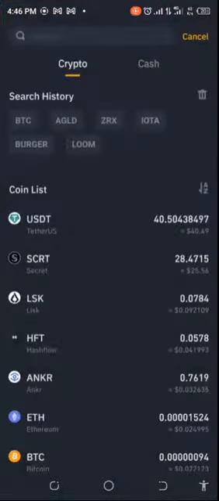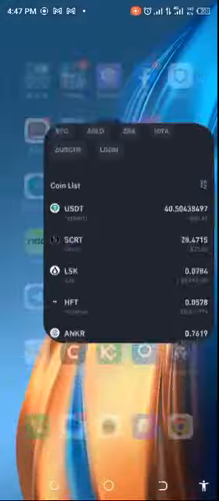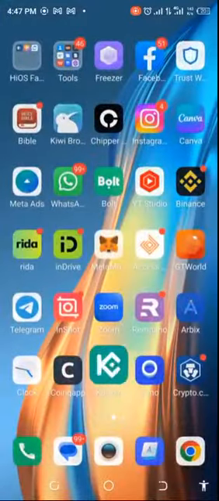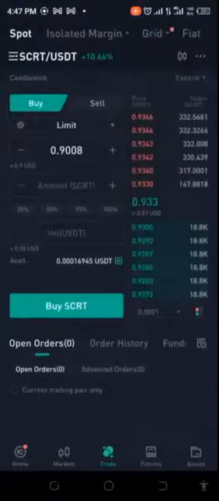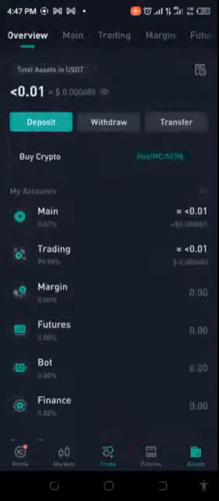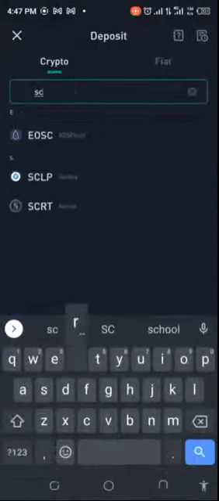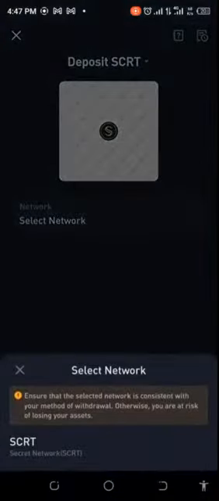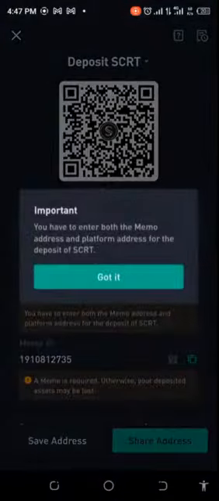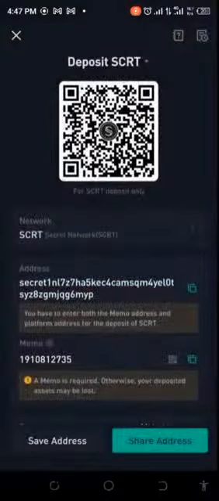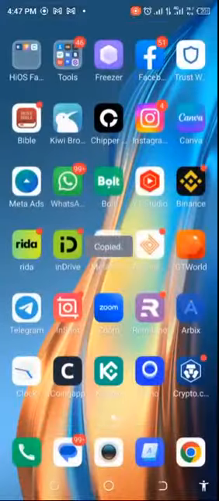Okay, so we need to withdraw it and go and check on our deposit address in KuCoin. Okay, wow, it's really racing fast. So let's go and get our deposit address. Okay, and that will be SCRT, and then we pick it. It's the secret network, so we go ahead and pick that quickly. Yes, and we copy both the address and the tag.